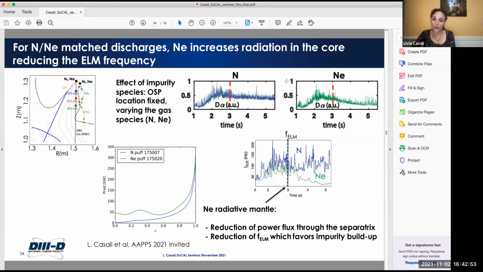And also we can see from here that the alpha signals, which give us some insights on the ELMs, and I'm plotting the ELM frequency here, is dramatically reduced with neon. What is happening with neon is that neon radiates in this mantle, and by doing so, it reduces the power flux through the separatrix, and this reduction of the ELM frequency can favor the impurity buildup, as I'm going to show in the next couple of slides.